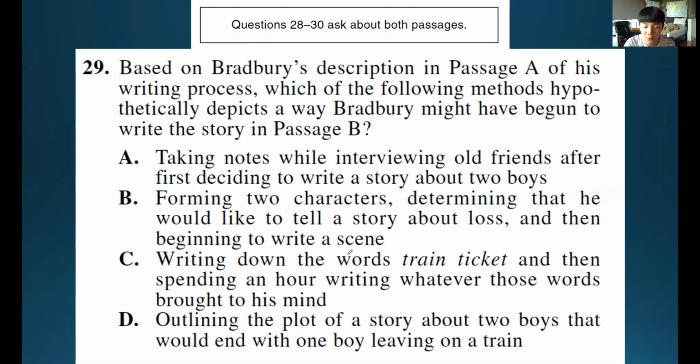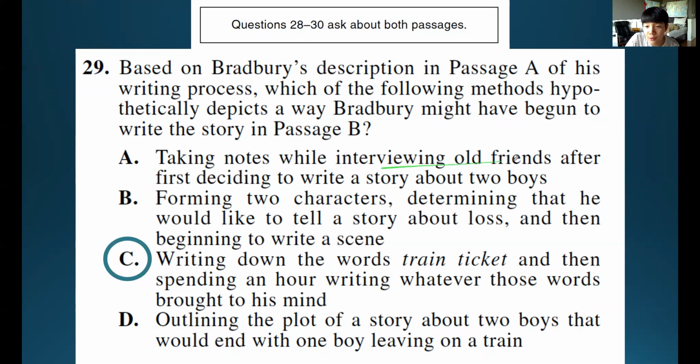So what's the answer? Well, it's obviously C, because he's writing down the words train ticket, and then spending an hour writing whatever those words brought to his mind. That's the word association method, an example of it. That's like a textbook example of a word association method.